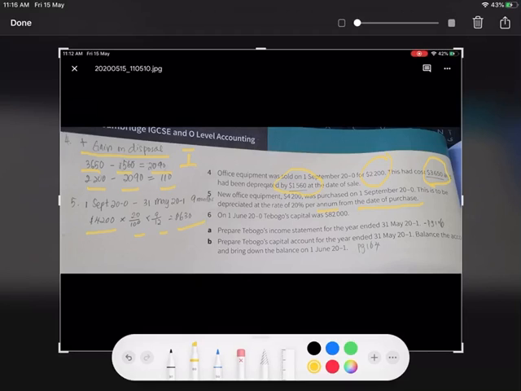Then what is number 6? Number 6 is not relevant to A. Number 6 is relevant to B. It's the same with the cash drawings, which is relevant to B.